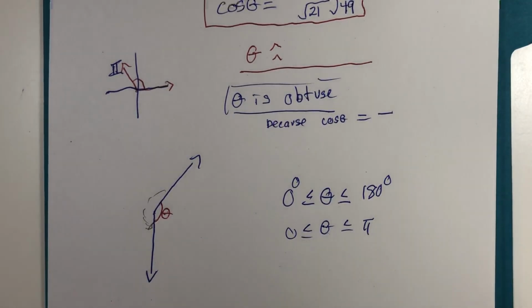All right? I'll show you something else in the next segment that's a rather significant feature of the angle between vectors.